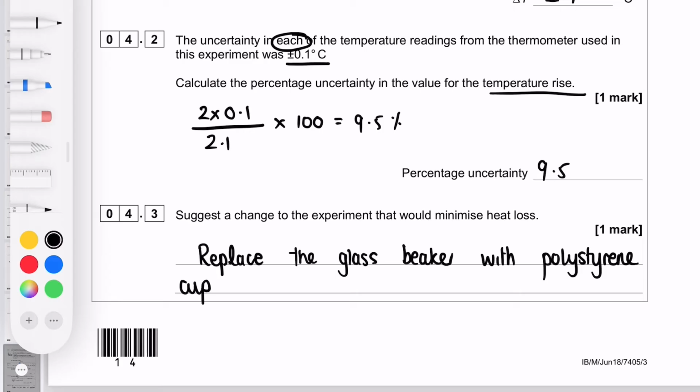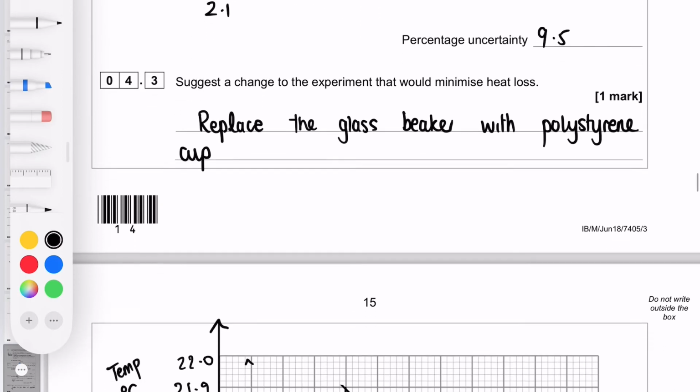You could also talk about insulating the glass beaker using a lid, something like that.